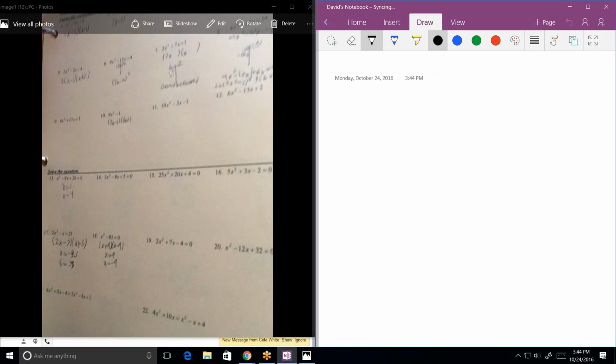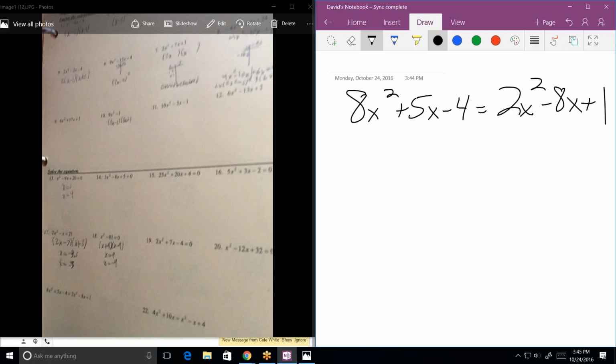You may have to read 21 to me. 8x squared plus 5x minus 4 equals 2x squared minus 8x plus 1. Okay, tell me how to solve this. Get everything on one side of the equation, so subtract the 2x, add the 8x, and subtract the 1. Okay, what's that give you? That gives you 6x squared plus 13x minus 5 equals 0.